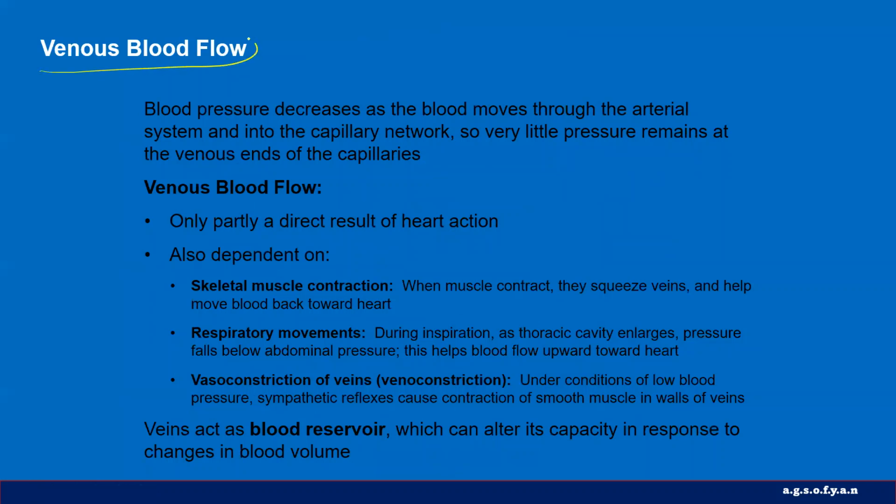Now we're going to talk about the venous blood flow. Okay? Just remember, venous blood flow is very slow because the vein's lumen is actually bigger than the arterial lumen, and also the pressure in the vein is considerably very, very low, even zero in the vena cava. So the venous blood flow is only partly a direct result of the heart action.